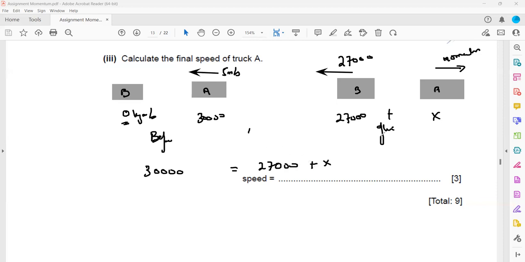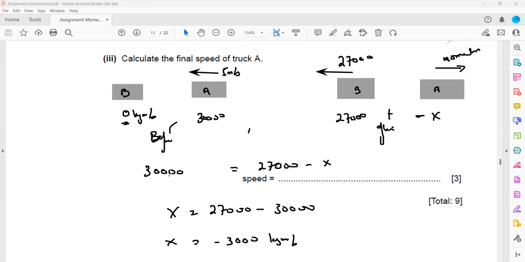And what about this X? We should take it as negative. Why should we take it as negative? Because they bounce back, so it should be negative. So it will be 27,000 plus minus X. If we need X, then X is equal to 27,000 minus 30,000, moving the 30,000 to the opposite side. It is equal to minus 3,000. This is the momentum, but we don't need the momentum.